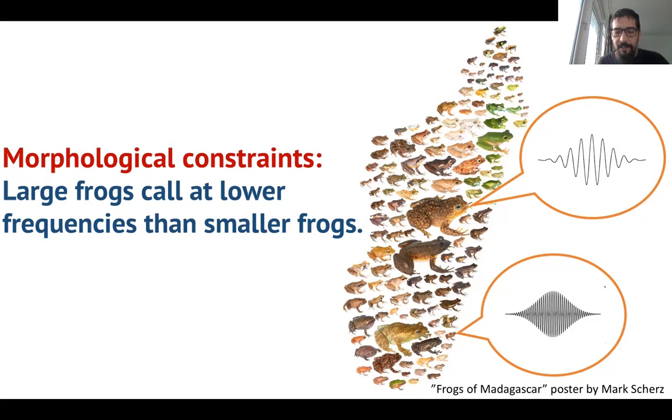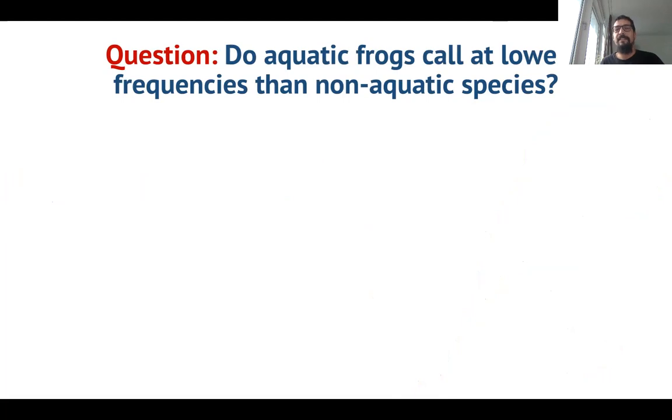This, for that matter, happens with all the vertebrates, basically. So it's a fundamental rule of acoustics. So with this in mind, we ask whether we can extrapolate these intraspecific ideas into multi-species comparisons. So we were wondering, can we find these lower frequency calls in aquatic species if we compare them with frogs that are calling from outside the water?